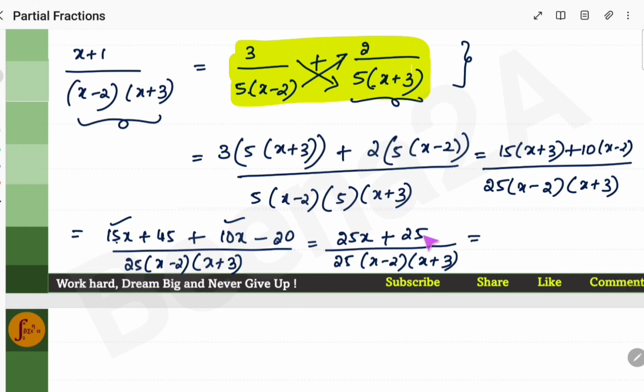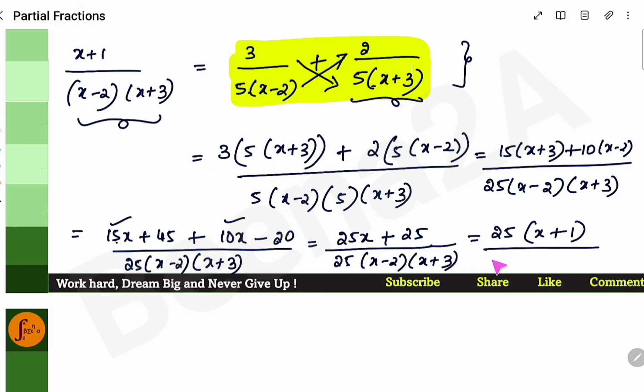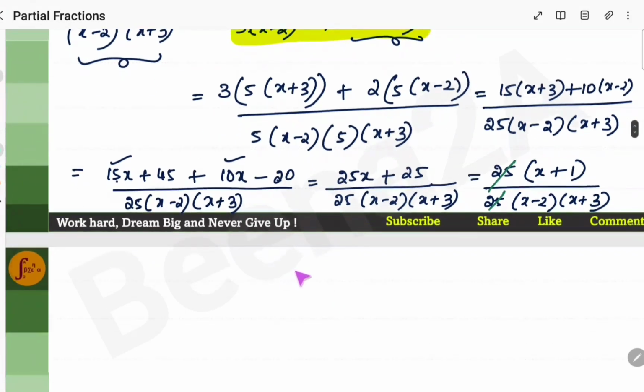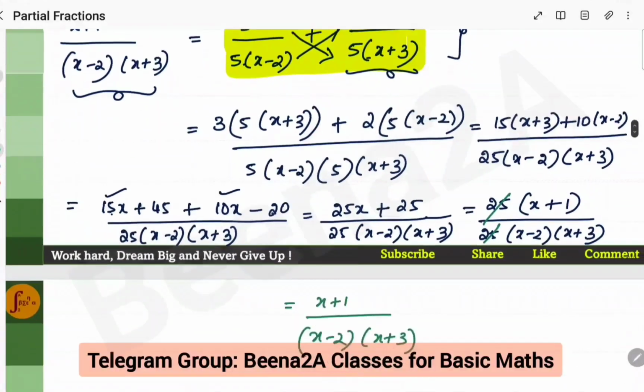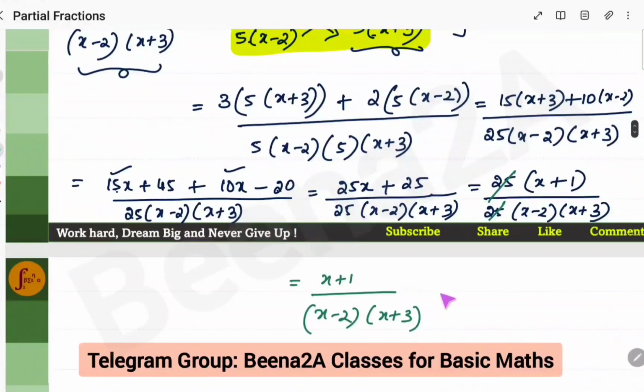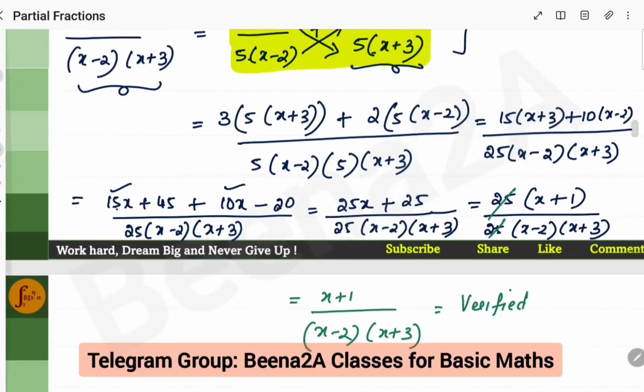Now I can take 25 as common. If I take 25 as common, I'll be left with x, and then 1 here. I'll get 25 into x minus 2 into x plus 3. I can cancel 25 and 25. So what I'll be left with is x plus 1 by x minus 2 into x plus 3. Now observe, this is the original function. Both are the same, so we have verified that the answer that we got is correct.